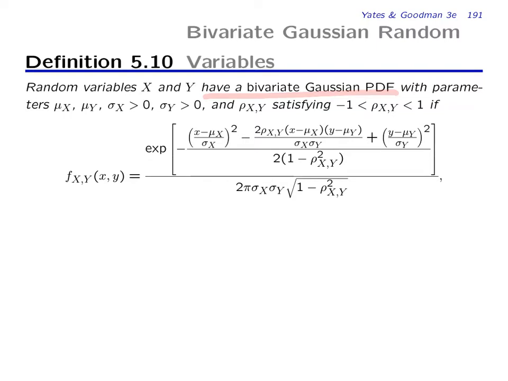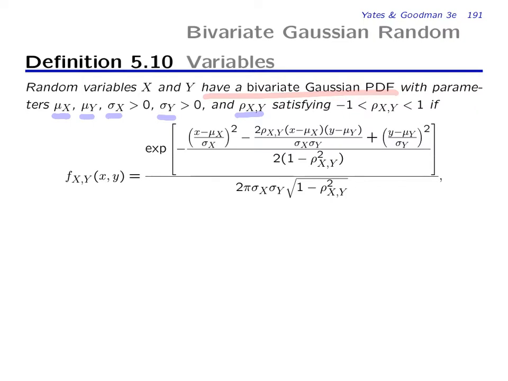And this is a pretty complicated PDF. It has 5 parameters. It has mu x, the expected value of x, mu y, the expected value of y, the standard deviation of x, and the standard deviation of y. And it includes the parameter rho, which in fact is the correlation coefficient of x and y. And these things are all put together in the following PDF.